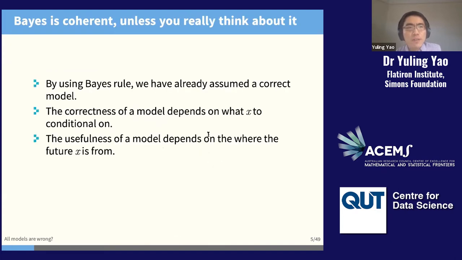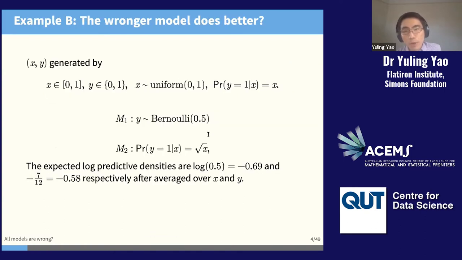So from these two examples, I want to deliver three messages. One is that by using Bayes rule, we have already assumed a correct model, but it's never correct, so it's bad. And two is that the correctness of the model depends on what input information we want to condition on. For example, here, if I do not condition on X, then M1 is correct. Otherwise, M1 is not correct.